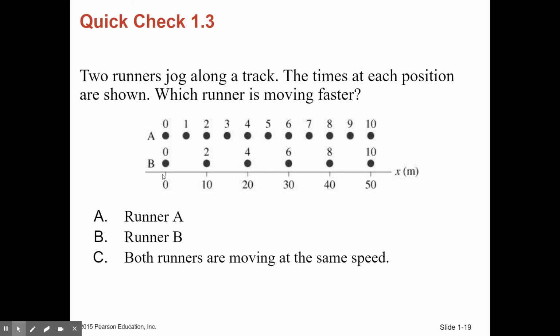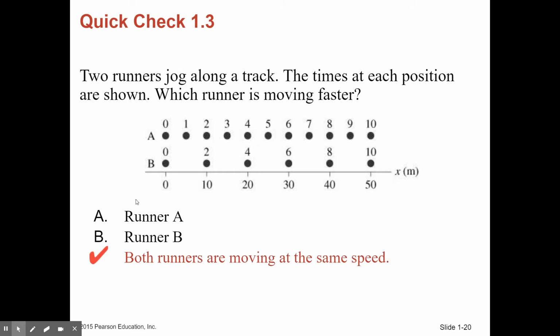The times at each position. So here is position 10, position 20, 30, 40, 50. You can see the time. So what do you think? Runner A, B, or both? And the answer is both.